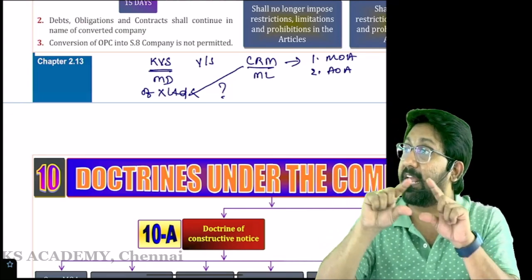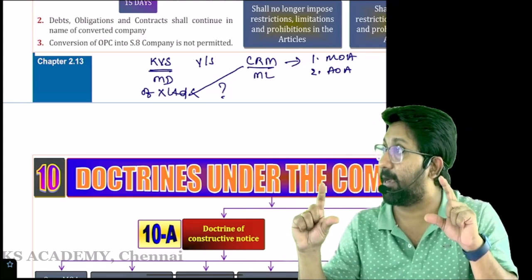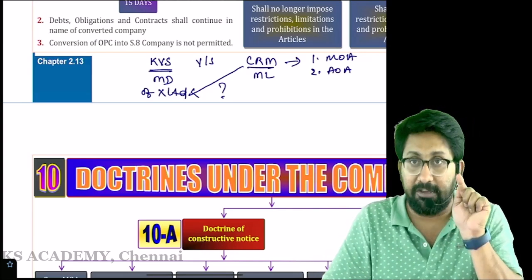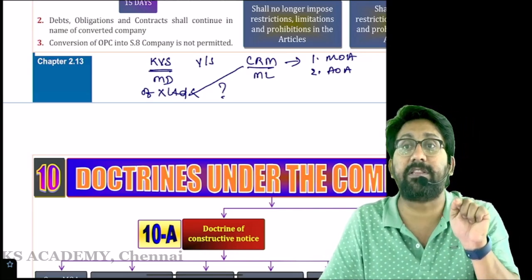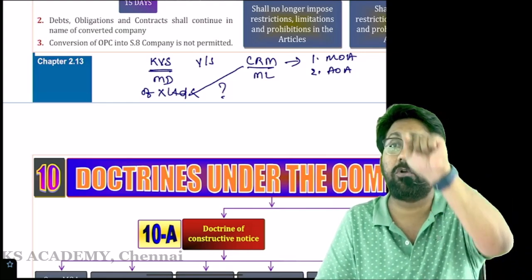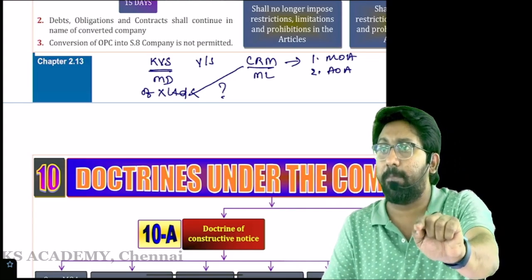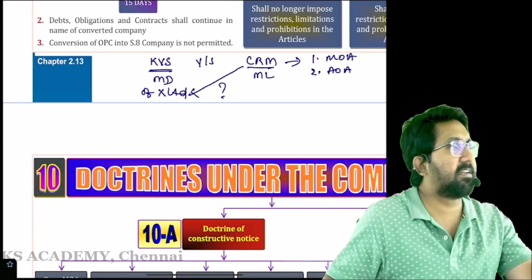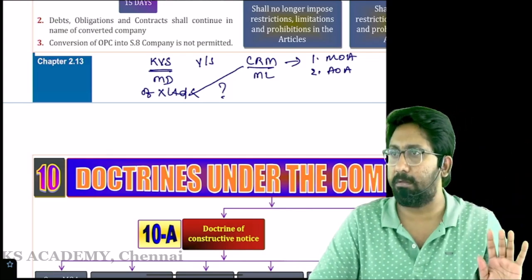Listen to this line clearly. This will be repeated again in another concept, and at that time I will not repeat. If something is not there in the MOA, the company cannot do that. Don't presume that it can. Implied powers will not be there for a company.